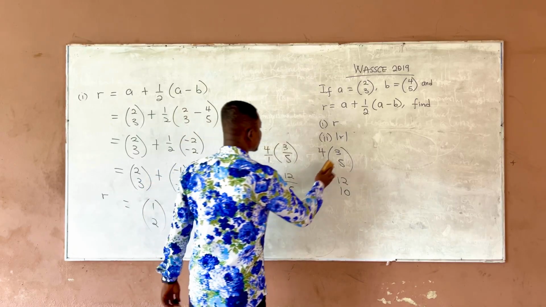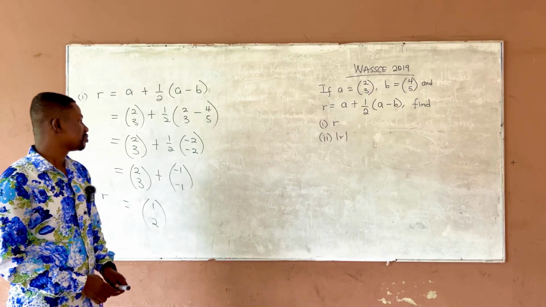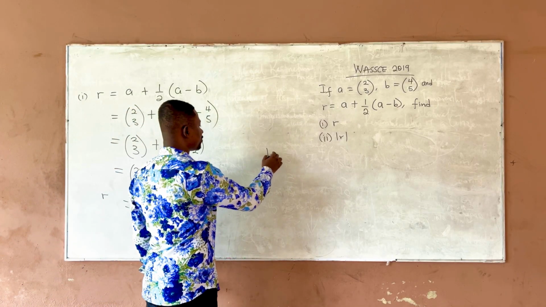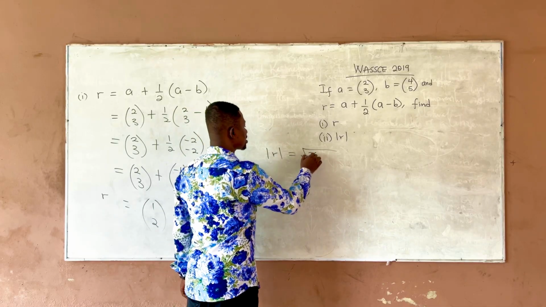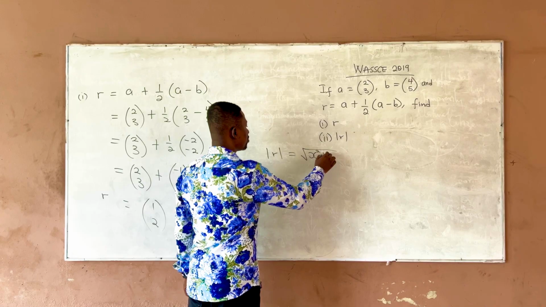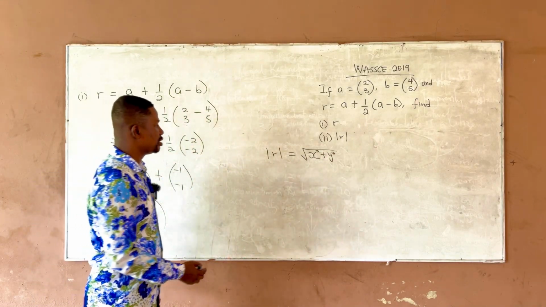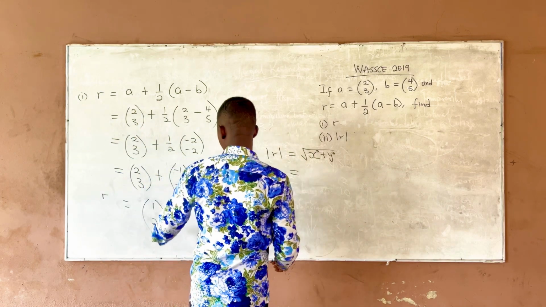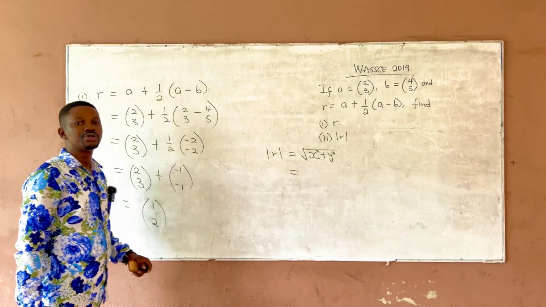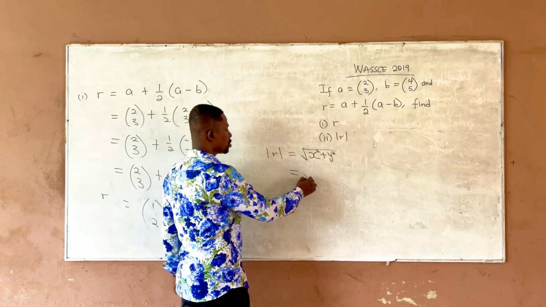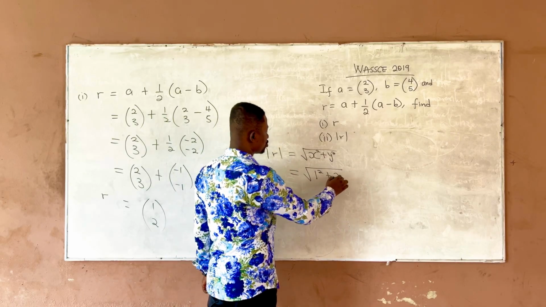Now, to solve the second part, that is, we are finding the magnitude. To find the magnitude of any vector, our formula is the square root of x squared plus y squared. So in this case, we have 1 here representing our x, then 2 representing our y. So the square root of x squared here is 1 squared, y squared is 2 squared.